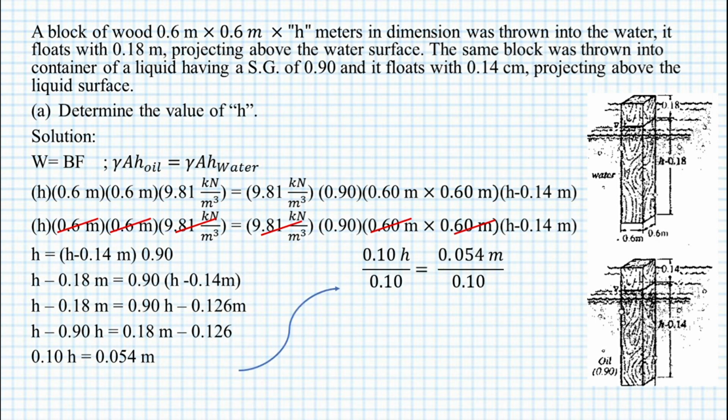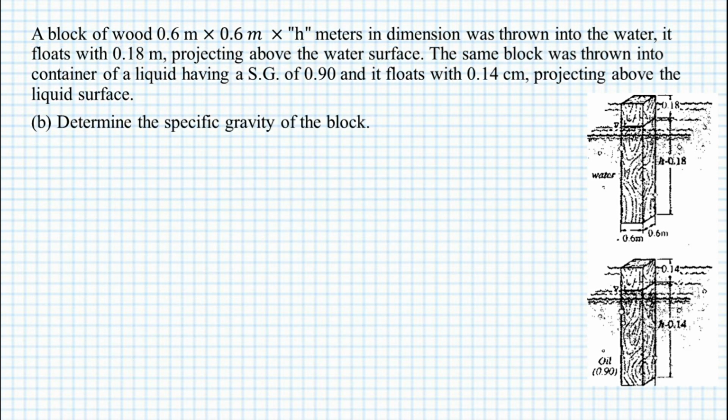Divide both sides by 0.10. We have 0.10 h over 0.10 equals 0.054 meter over 0.10. So we have the value of the height, which is 0.54 meters. Next, we will solve for the specific gravity of the block.